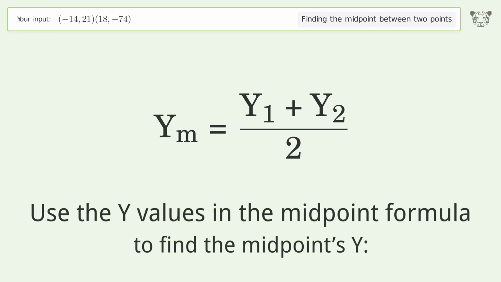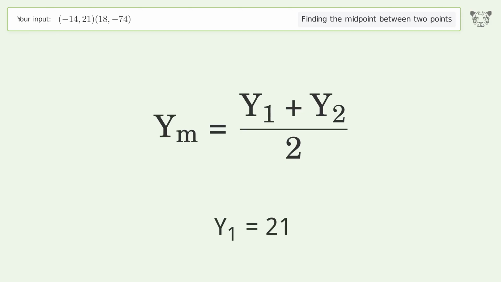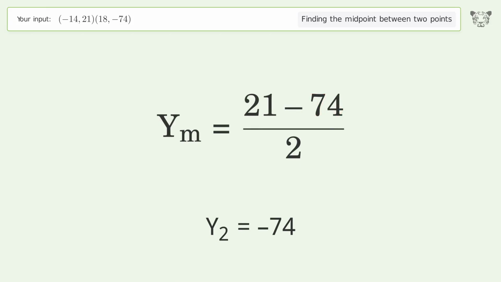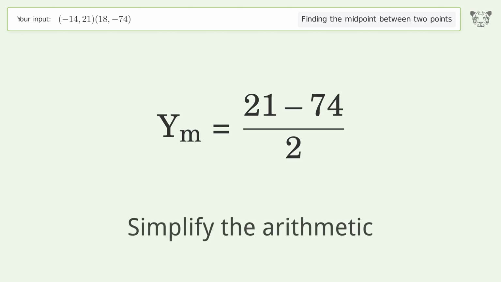Use the y values in the midpoint formula to find the midpoint's y. y1 equals 21. y2 equals -74. Simplify the arithmetic.